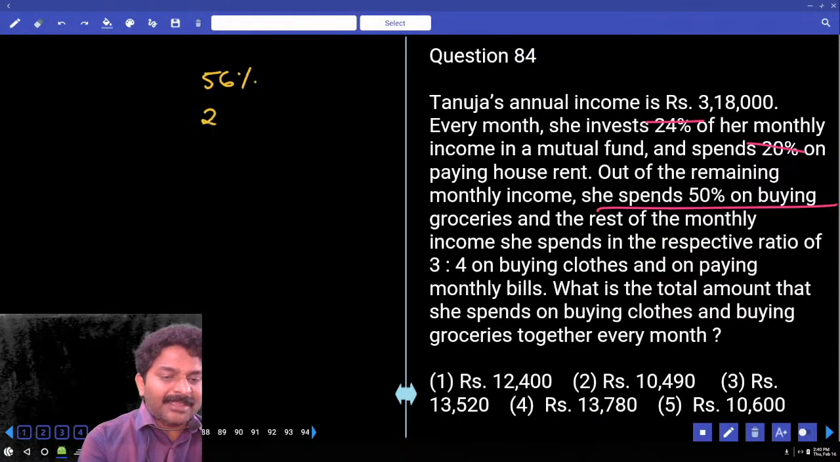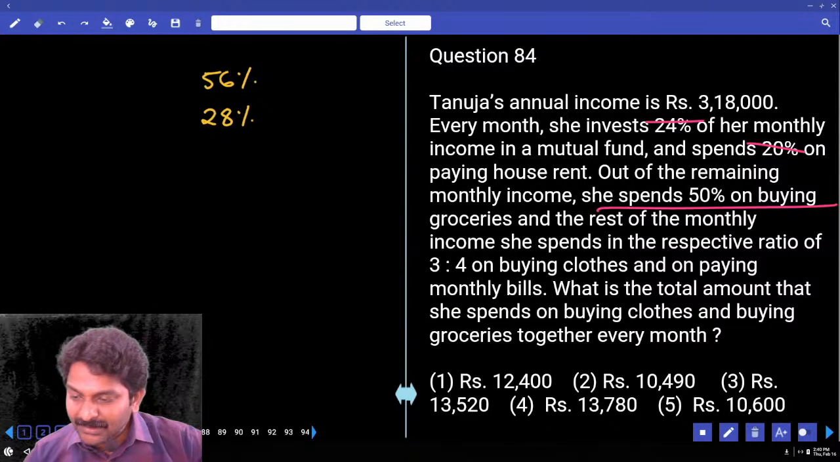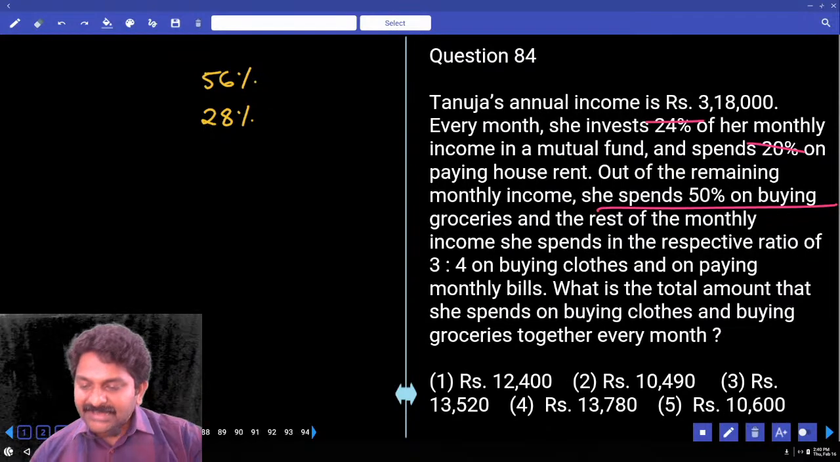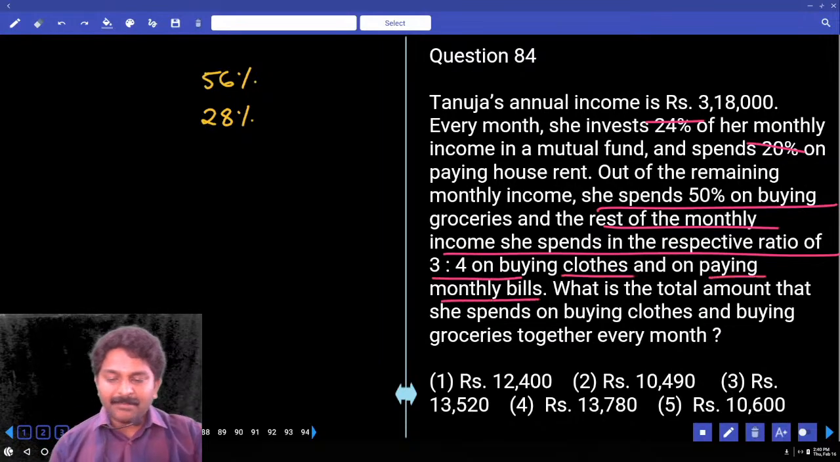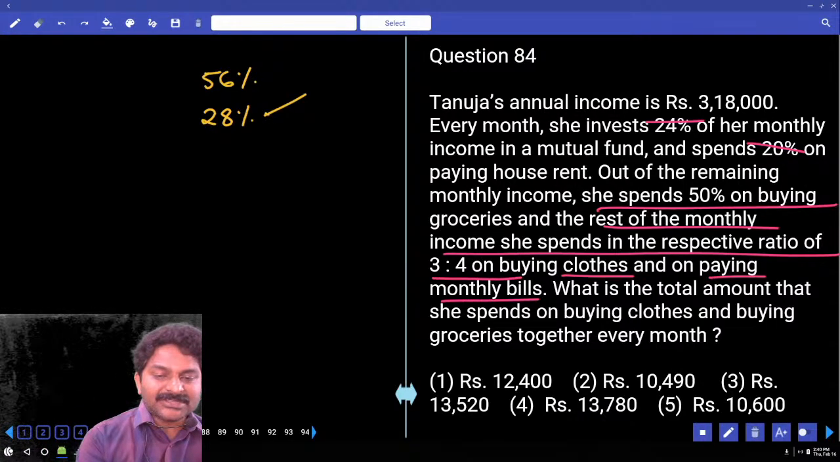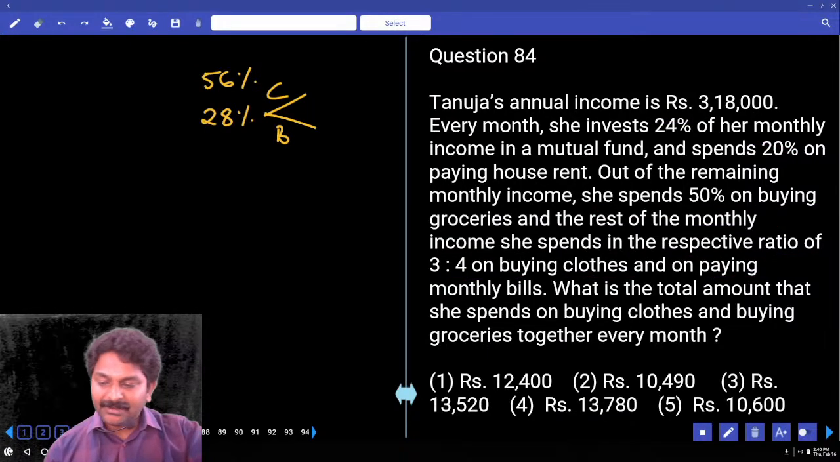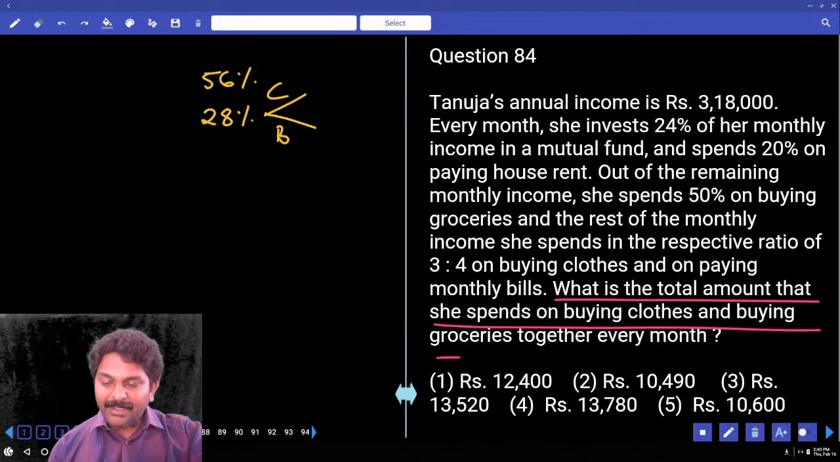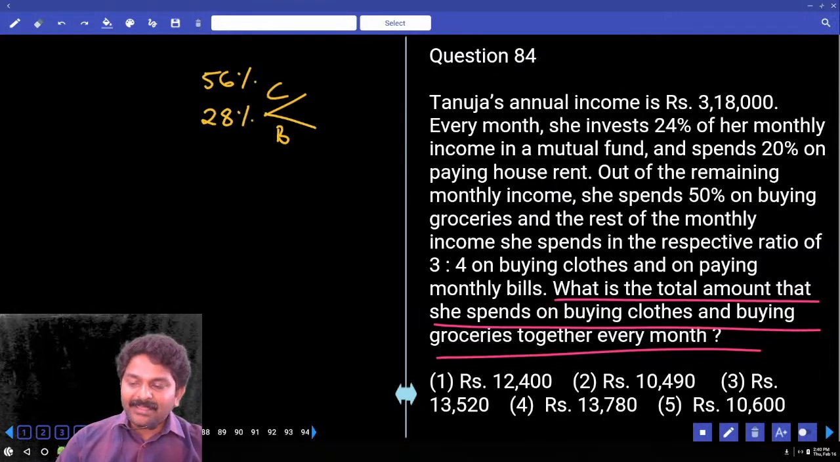50%. Remaining 50% which is 28. Of the rest of the monthly income she spends in the respective ratio 3:4 on buying clothes and then paying monthly bills. Clothes and then monthly bills in the ratio 3:4. Let's not convert it, we'll do that later. What is the total amount that she spent on buying clothes, buying groceries together every month?